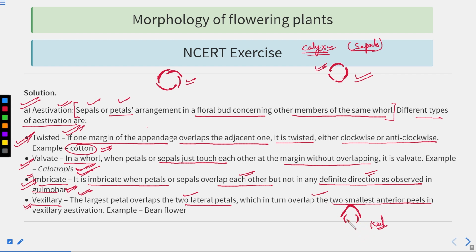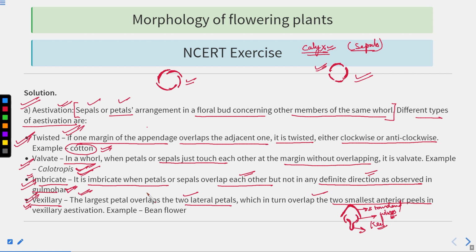It is overlapping, like this wing. This is called the wing. This is called the standard. And this is called the keel. So this keel is overlapped by the wings on both sides.